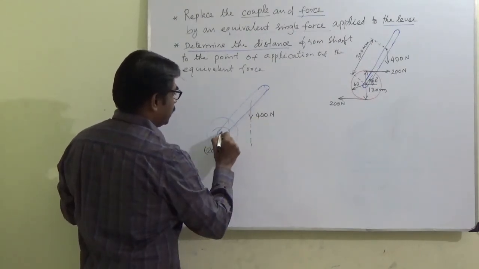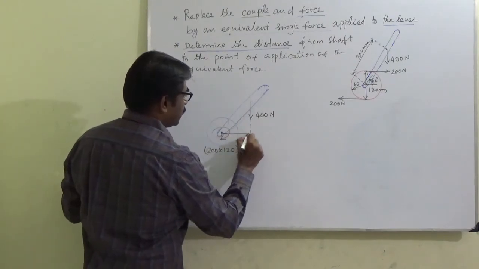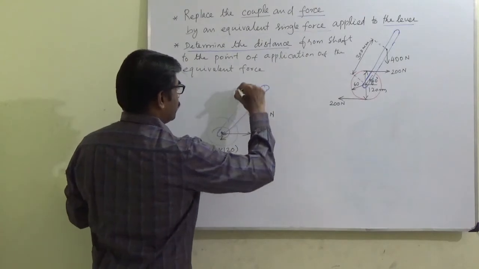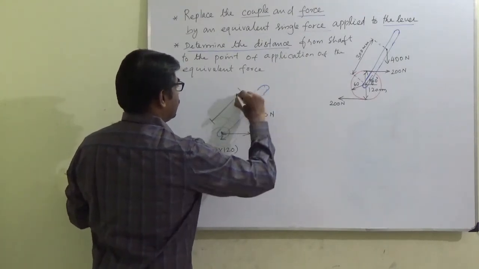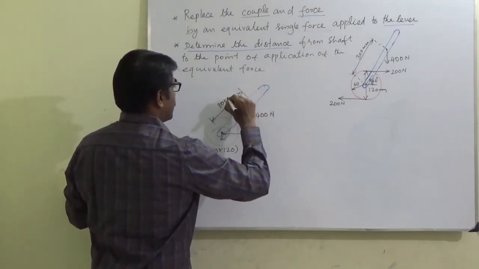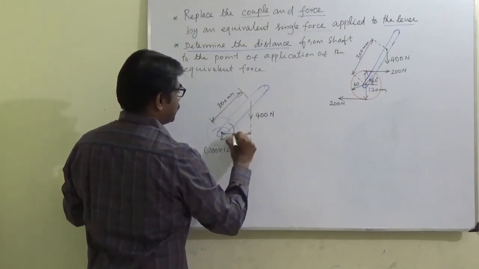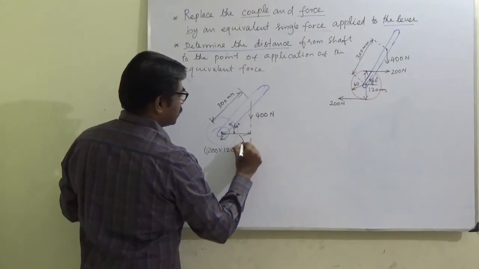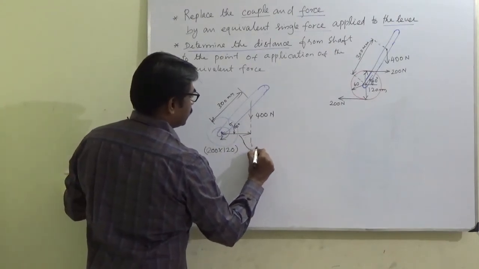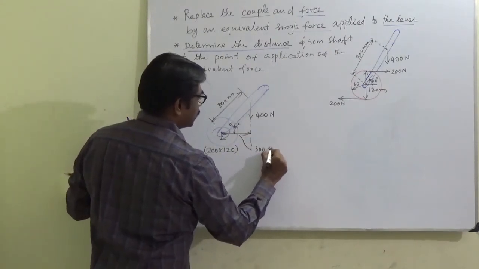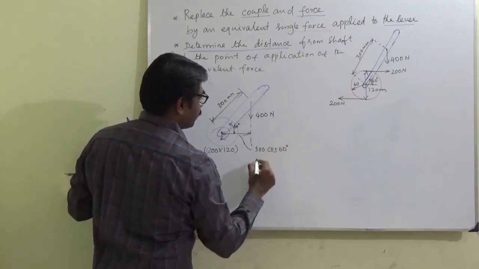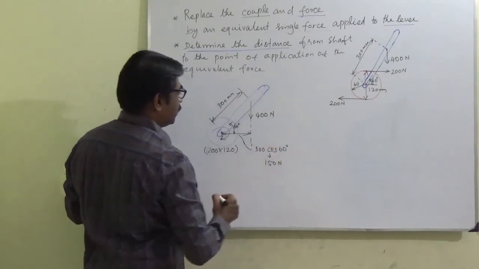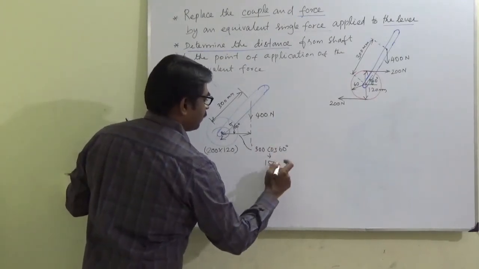So let me see what is this perpendicular distance. So I know this is 300 and this is 60. So this is 300 cos 60. So it is nothing but 150 mm.